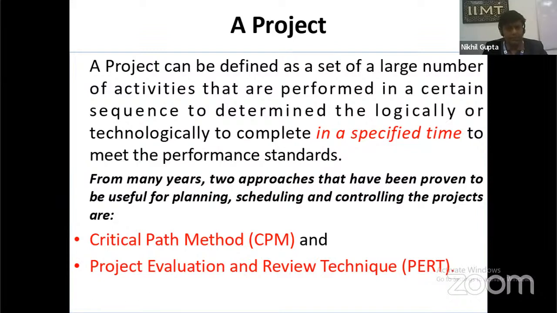For many years, two approaches have been proven to be very useful for planning, scheduling, and controlling of a project. One is CPM. The name of CPM is, as you see here, critical path method. Second one is PERT. The name of PERT is project evaluation and review technique.